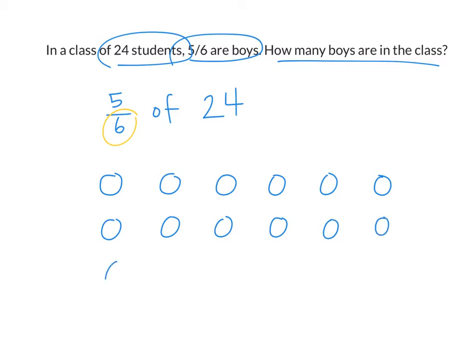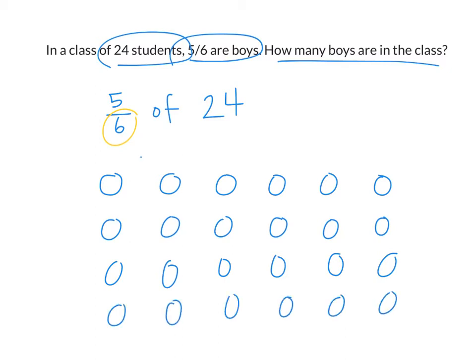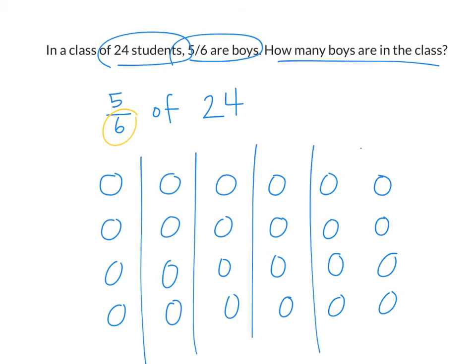Now I have 12 students. 1, 2, 3, 4, 5, 6. Now I have 18. 4, 5, 6. Now there's 24 students. You can see I've easily drawn them this way so I can divide it into 6 groups. Here's my first group, second group, third group, fourth, fifth, and sixth.